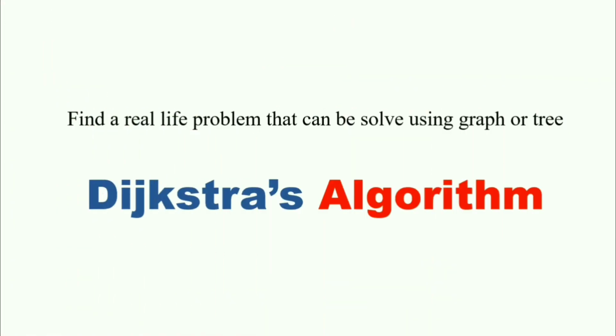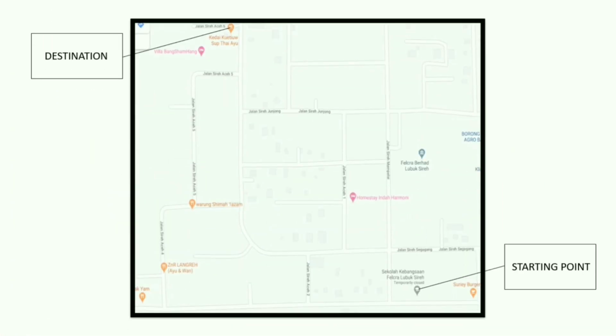So for that, we choose a random location from Google Map. Referring to this map, we are going to find the shortest path from Sekolah Kebangsaan Felkra Lubuk Sireh to Kedai Kuitiau Sup Thai Ayu. The starting point, Sekolah Kebangsaan Felkra Lubuk Sireh, will be represented as vertex A, and the Kedai Kuitiau Sup Thai Ayu as vertex W.